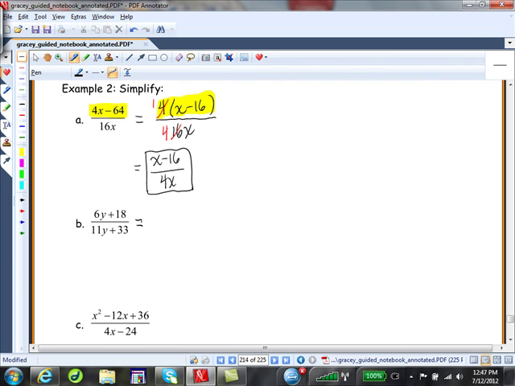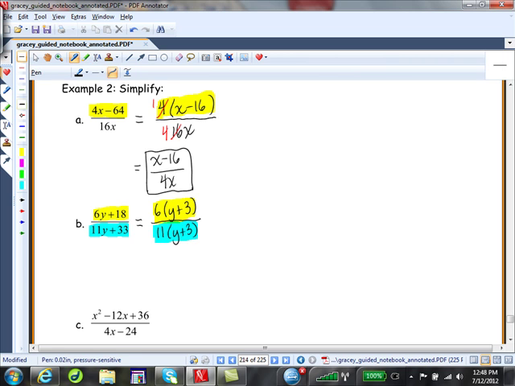Okay. Next up, part B. And at any time, if you want to pause the movie and try these on your own, I highly recommend it. Okay. So for part B we will factor out a 6 from the numerator. Whoops, and I just made up my own math right there. 6 times 3 is 18. All right, and then we can factor out an 11 from the denominator, and we're left with y plus 3. So this is equivalent to this, and the denominator is equivalent to this.